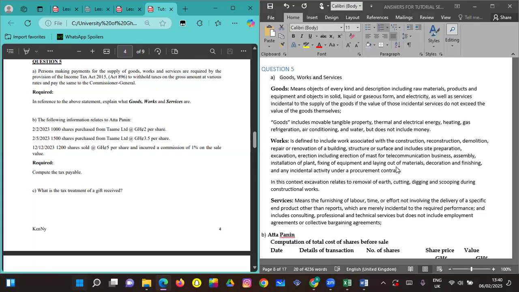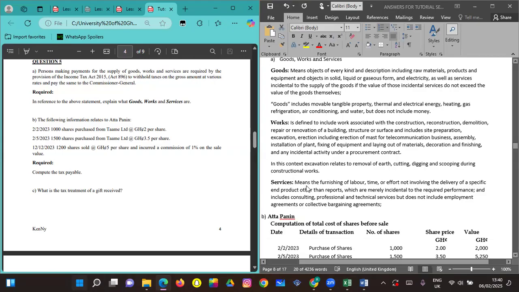Assembly, installation of plants, fixing of equipment, and laying out materials, decoration and finishing, and any other. So these are all some reading. Services also means furnishing of labor, time or effort not involving the delivery of specific end products other than reports which are merely incidental to required performance, and includes consulting, professional and technical service, but does not include employment agreement or collective bargaining agreement.